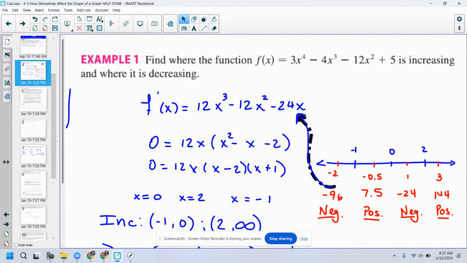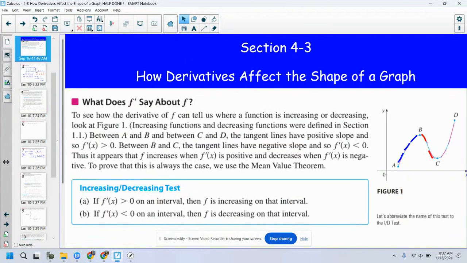Okay, and we're back. So this section is how derivatives affect the shape of the graph. We talked about what the single derivative is. We linked the derivative with the slope of the original line. The sign of the derivative tells you whether the slope is positive or negative, whether the original function is increasing or decreasing. So we talked about increasing and decreasing relating directly to the derivative, right?